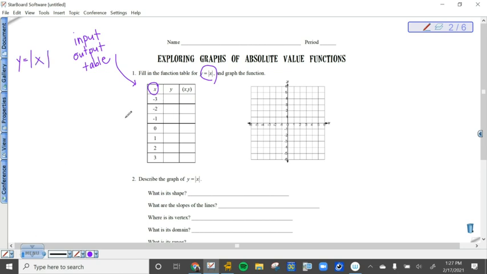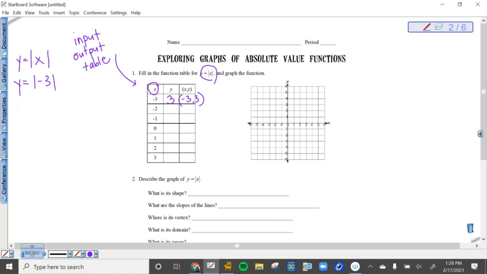So if x is -3, that means I'm going to plug in -3 for x. And so y would equal the absolute value of -3. What's the absolute value of -3? 3. So that's going to go right there. And so my point, this ordered pair, is what I'm going to write in this third column, where I write x comma y. So that's going to be -3, comma 3.